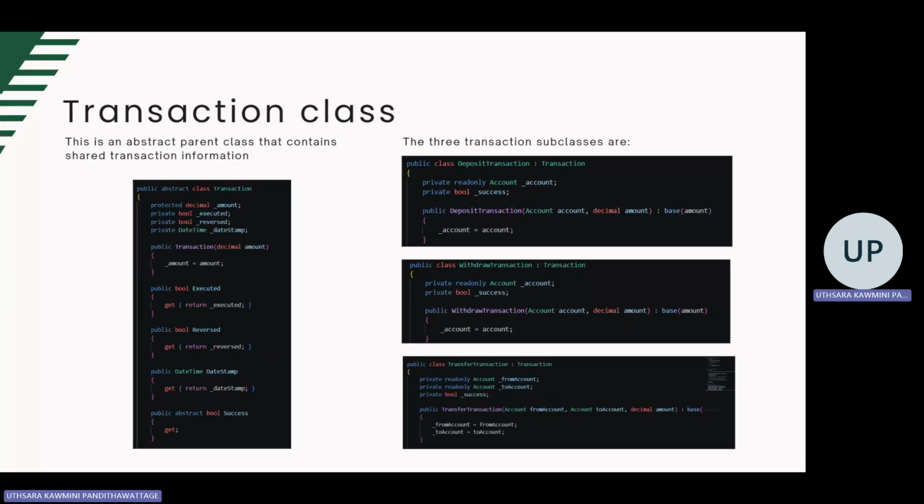The three transaction subclasses are DepositTransaction, WithdrawalTransaction, and TransferTransaction. Each one inherits from the Transaction class. Even though they are all transactions, they perform different actions. Deposit adds money, withdrawal removes money, and transfer moves money between accounts. They provide their own version of how the transaction should execute, rollback, and print.